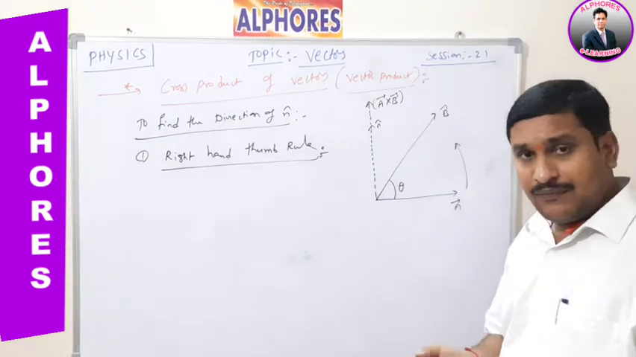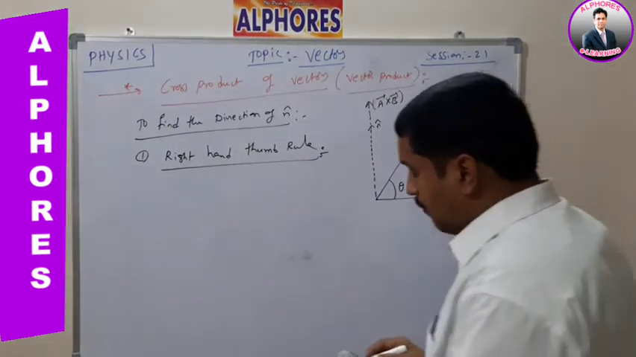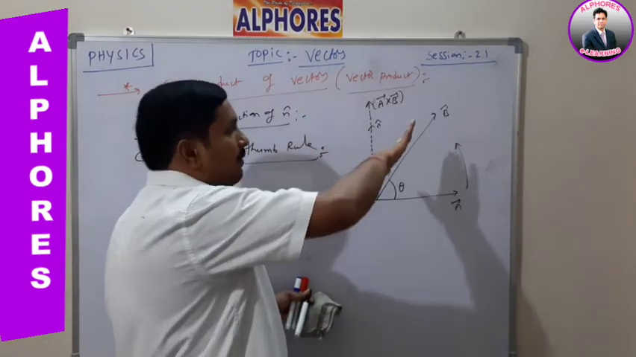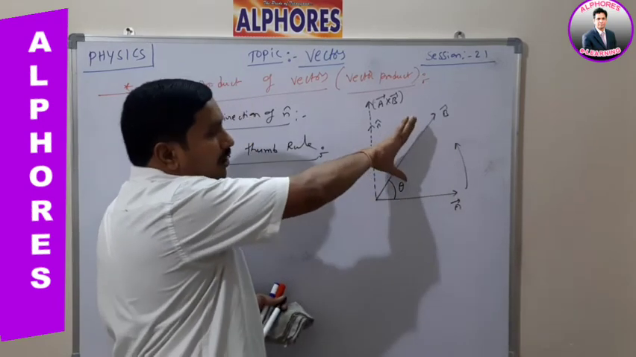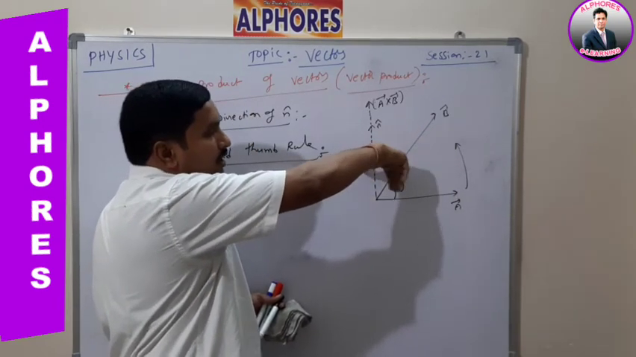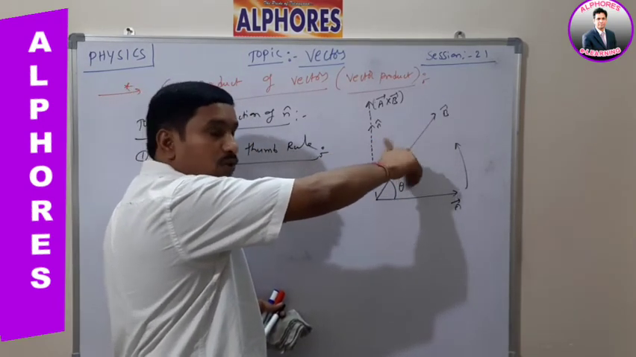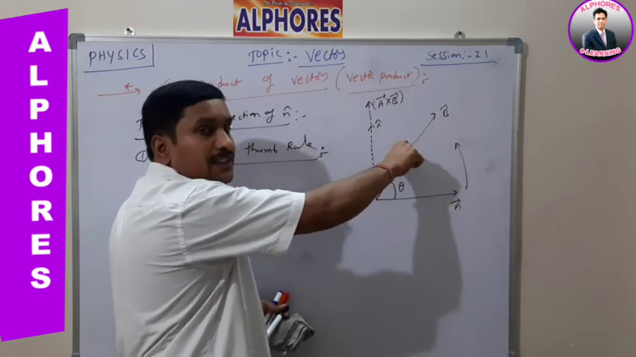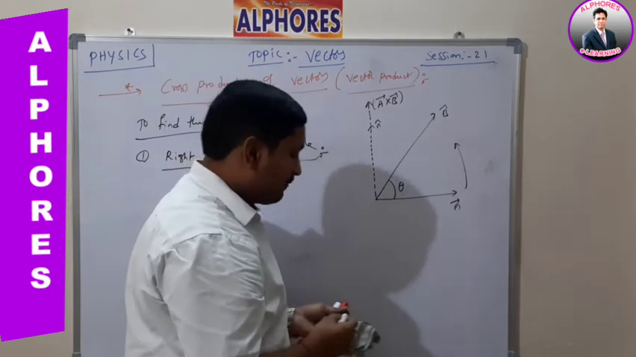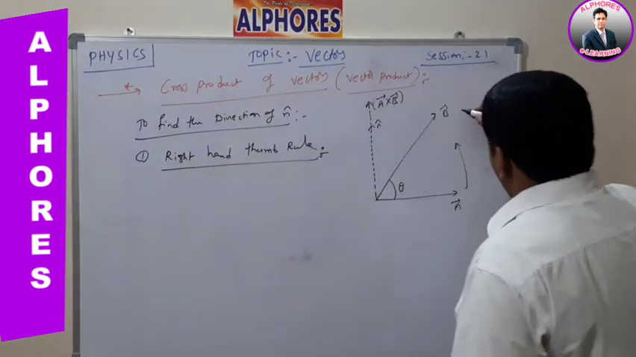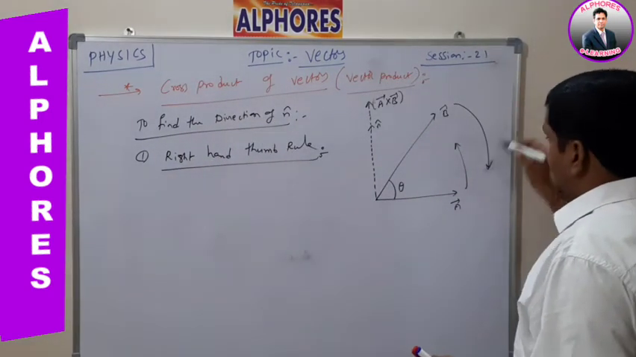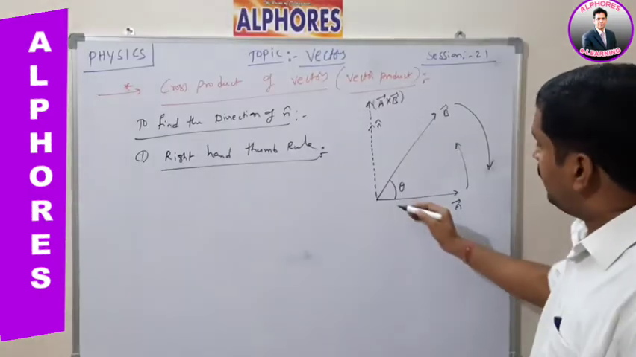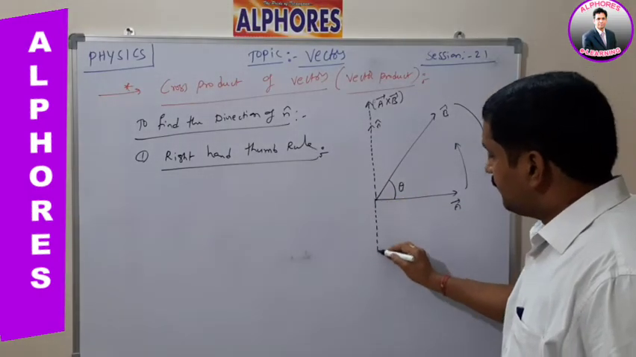For example, again this B bar vector means the four fingers of this right hand are placed along B bar, and these four fingers are rotating towards A bar in a clockwise sense. What is the direction of this thumb? It is inside the board. Listen carefully again. Suppose this B bar is rotating towards A bar, what is the direction here?